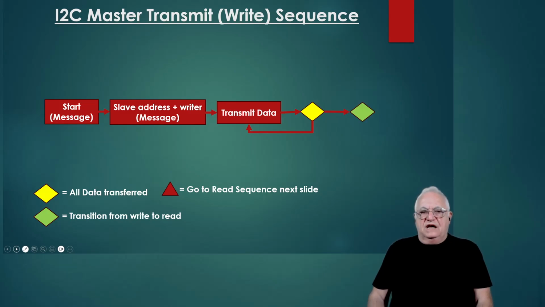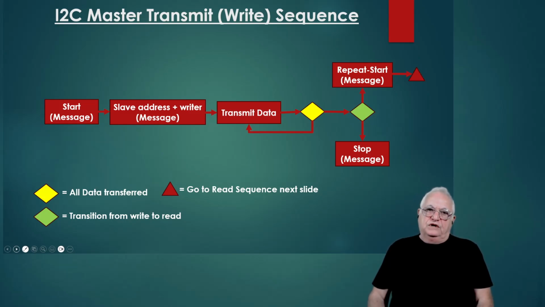Once all the data has been transmitted, the master has a choice to either stop everything or transition to a read sequence. In the case it decides that it's done, then it sends the stop message. Now if it wants to transition to read, then it sends what's called a repeat start message. And at that point we go to the read sequence.